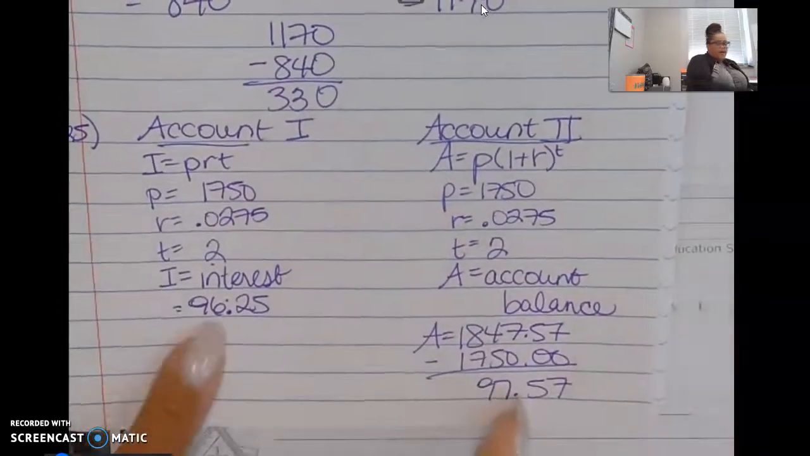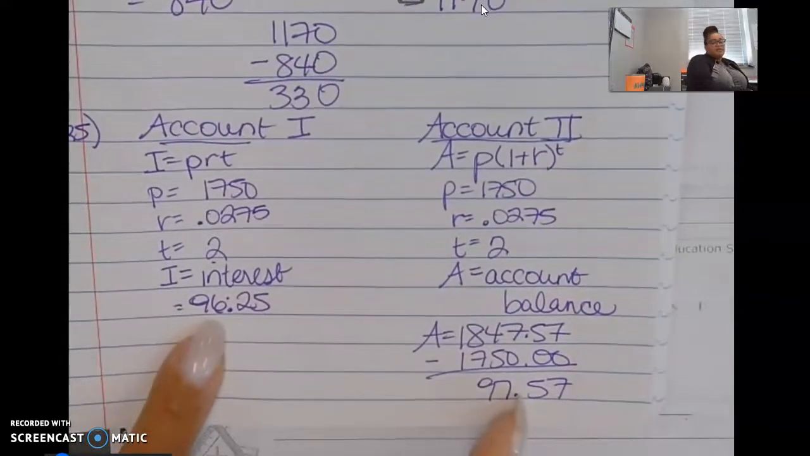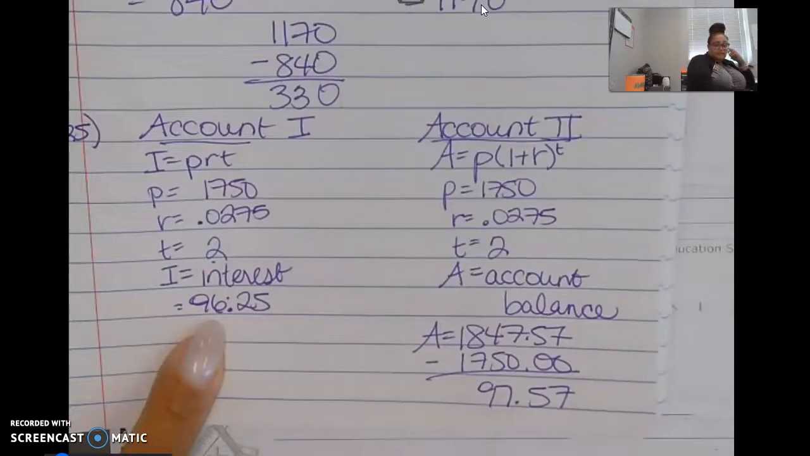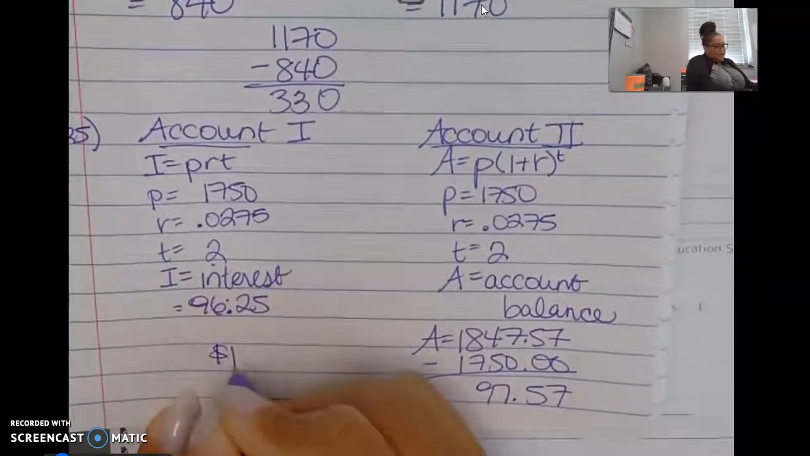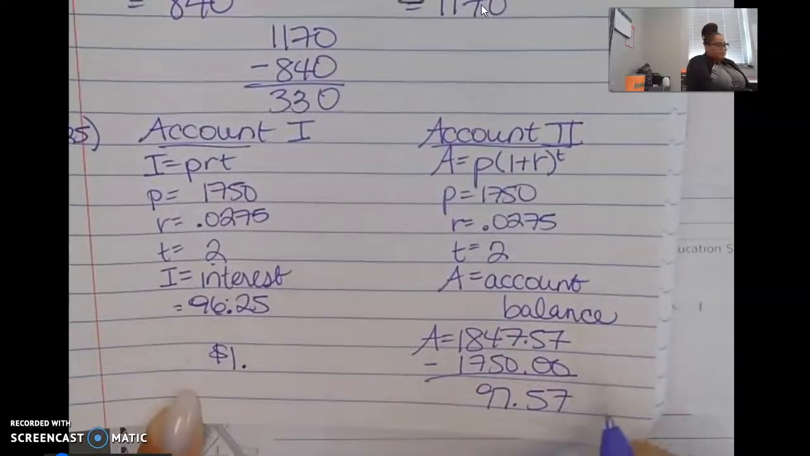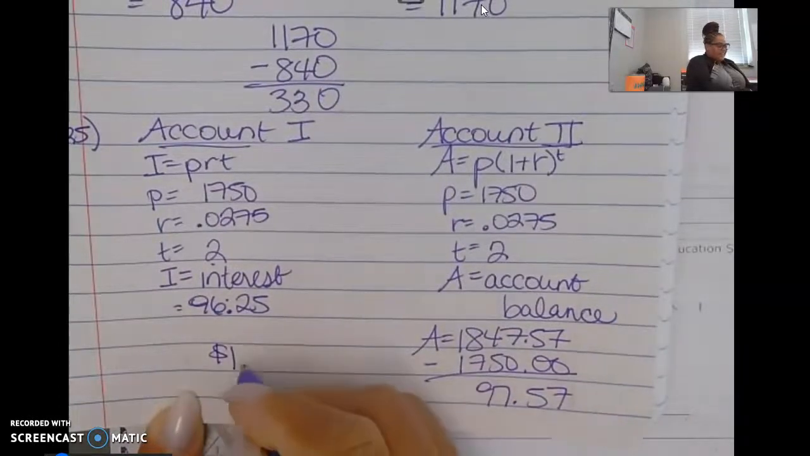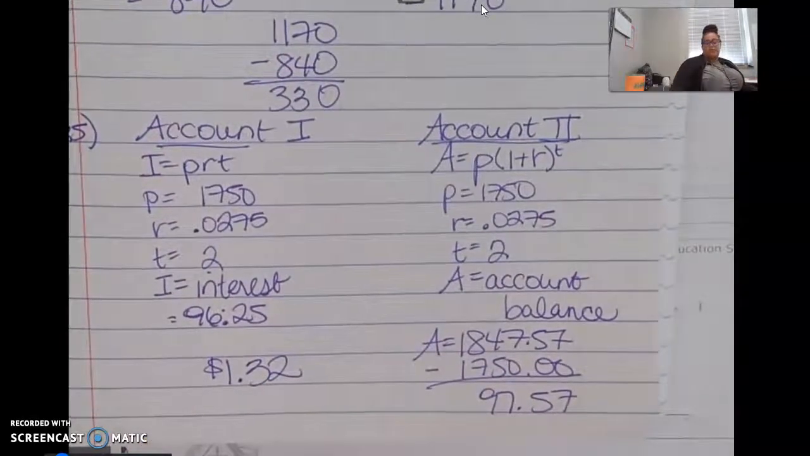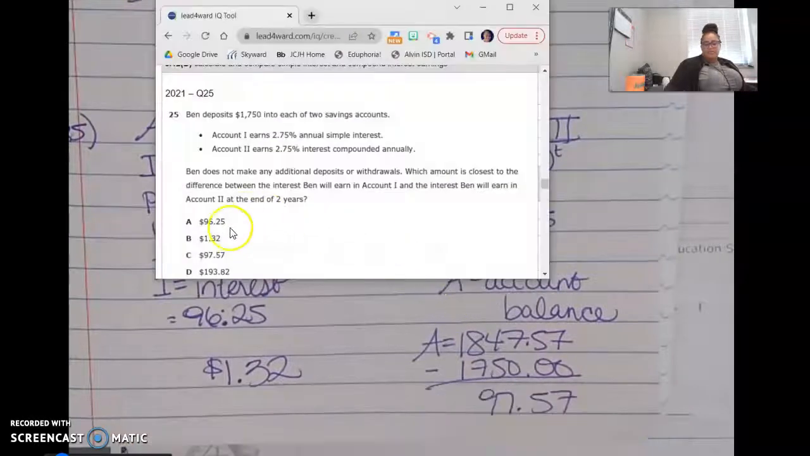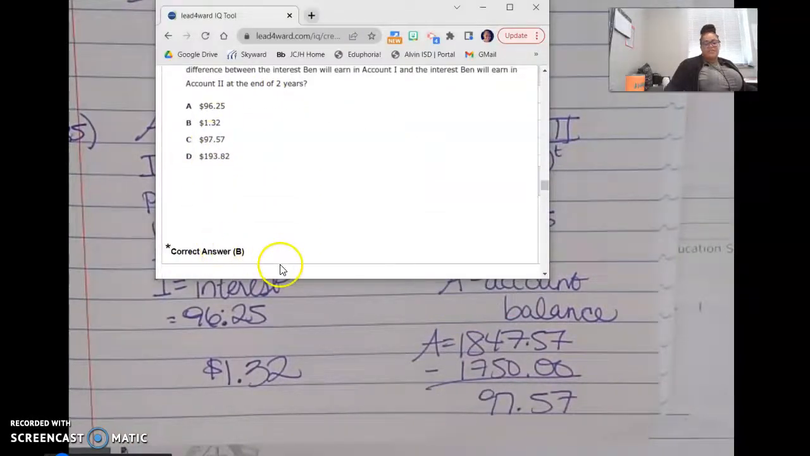Now I need to find what? The difference between the two. Is it going to be a whole dollar? Yes, it is. $1 and how much change? $0.32. So then let's go check it out. $1.32. The answer is B.